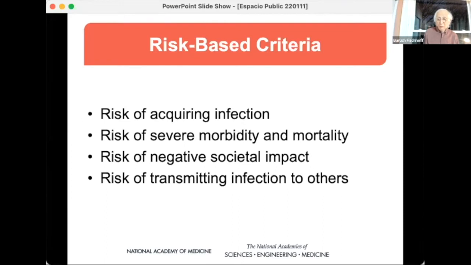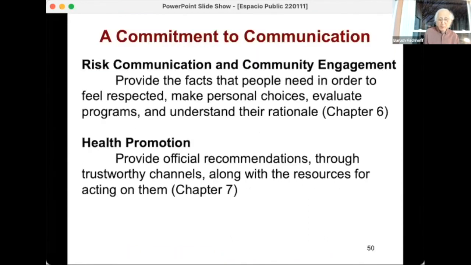So we ended up with four relatively straightforward and simple characteristics by which we set the priorities in that colored phase slide: risk of acquiring infection, the risk of severe morbidity and mortality, risk of negative societal impact, and the risk of transmitting infection to others. And I worked on this, other members of the committee did the difficult work of translating available data into terms that allowed deriving actual priorities.